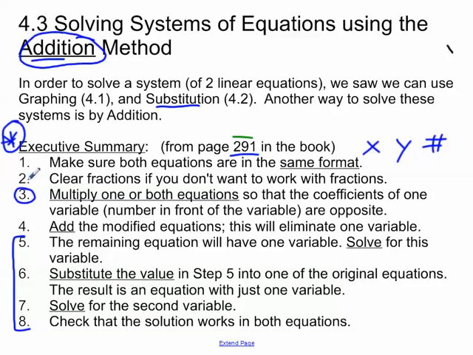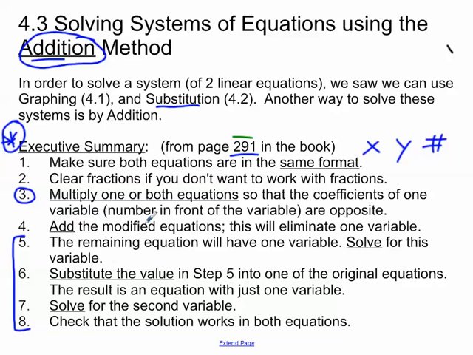Step 2 is clear fractions if you have any. You can always work with the fractions as well. Step 3 is multiply one or both, and again this is the important part. Multiply one or both equations so that the coefficients of one variable, x or y, in other words the number in front of the variable, are opposite. So you can have in one equation 1x, in the other equation negative 1x. Another example might be positive 3y in one equation and negative 3y in the other equation. That is, both coefficients are opposites, and then you can proceed.